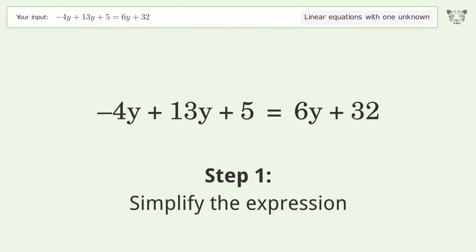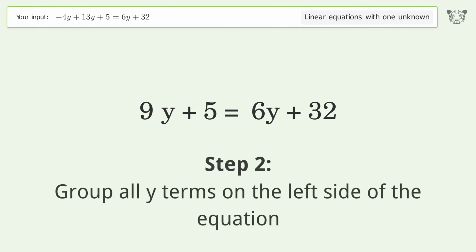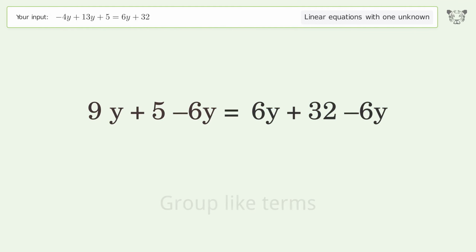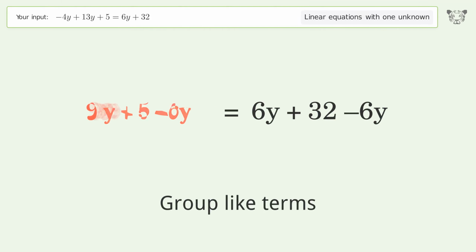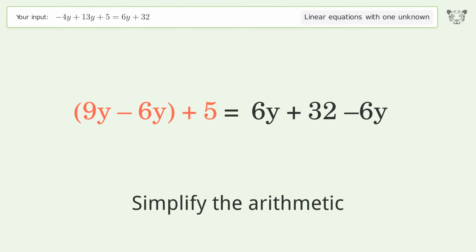Simplify the expression. Simplify the arithmetic. Group all y terms on the left side of the equation. Subtract 6y from both sides. Group like terms. Simplify the arithmetic.